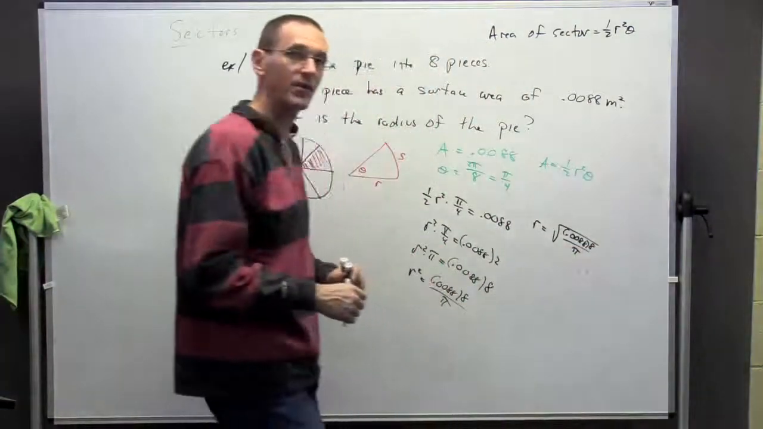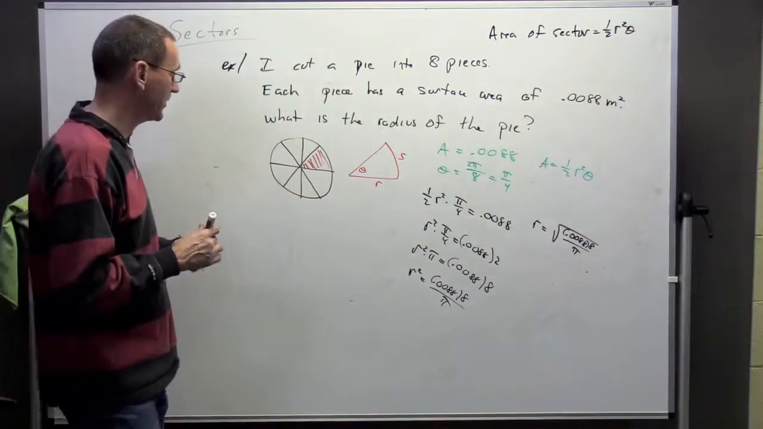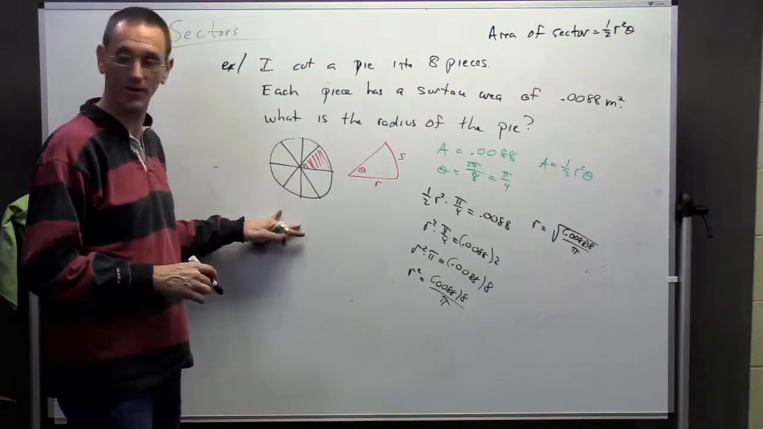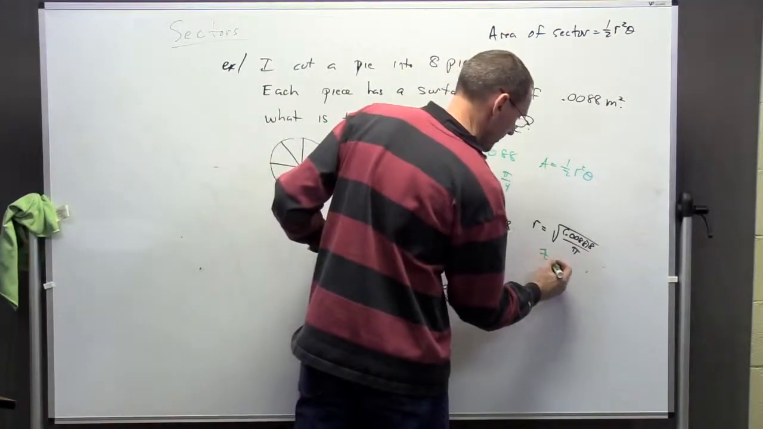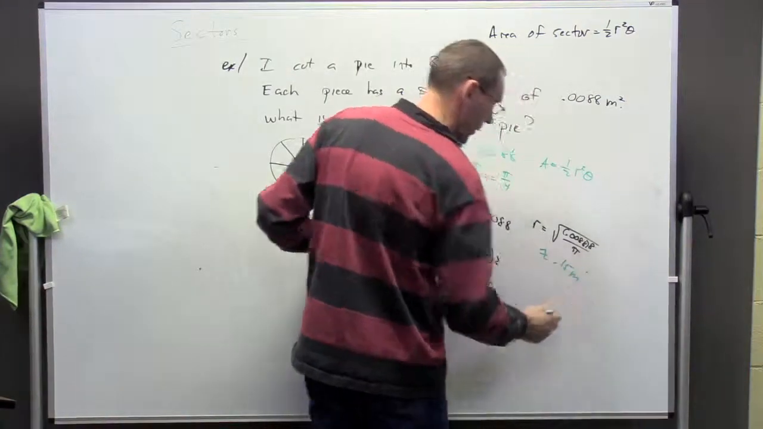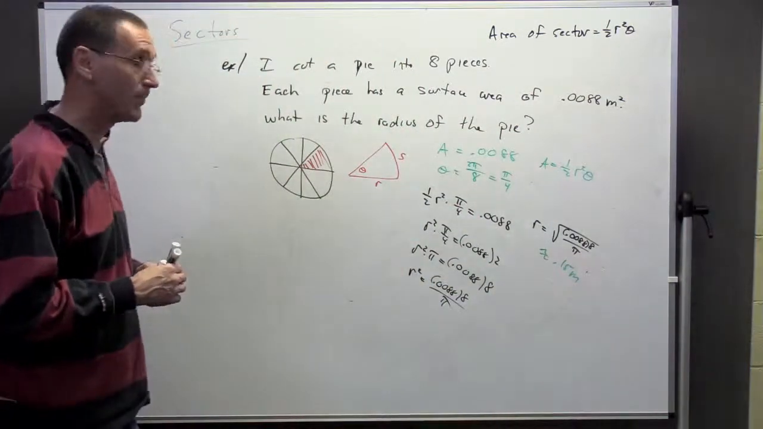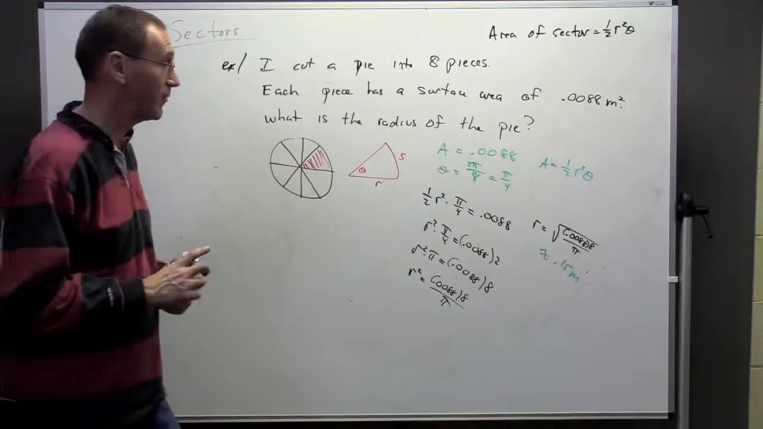And in this case, I don't have to worry about the negative value because it doesn't make sense to talk about a pie with a negative radius. And if I plug that in the calculator, that's around 0.15 meters, so that's a pretty big pie, and that's the best kind of pie.